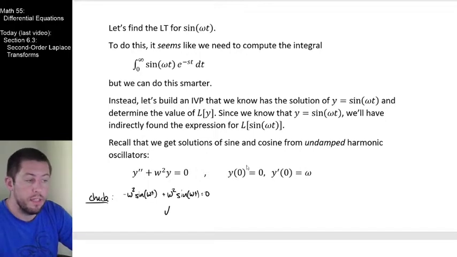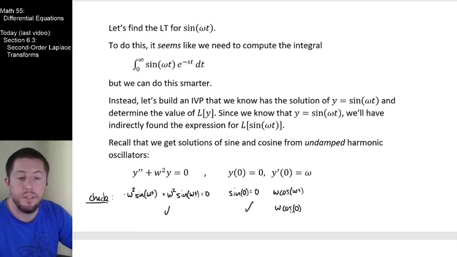The next thing that we need to see is that if we plug in 0 into sine of omega t, then this is just saying sine of 0 equals 0. That's all good. The other thing I know is that the derivative of this function right here is omega cosine of omega t. And then when we plug in 0 for this guy, we're getting omega times cosine of 0. Cosine of 0 is 1, so we just get omega. That is equal to omega, and so we're getting another check mark right there. So it seems like we've confirmed that y equals sine of omega t is the solution to this differential equation with these initial conditions right here.